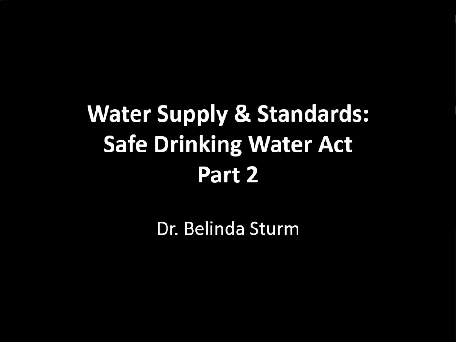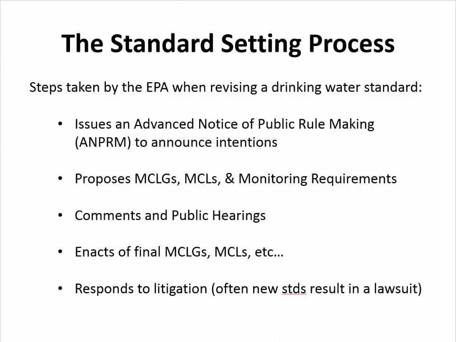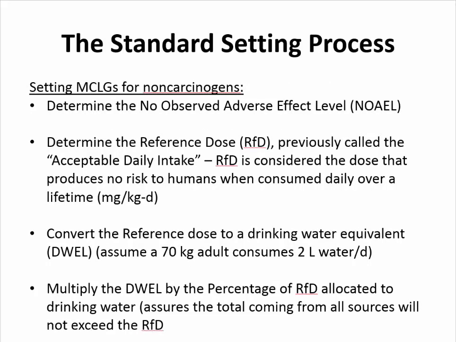This is a follow-up video to the Safe Drinking Water Act Part 1. In that video, we reviewed the 4 or 5 general steps that the EPA undertakes when setting a new regulation or numeric criteria. These are called maximum contaminant level goals and maximum contaminant levels. Here I'll go into a little bit more detail on how those MCLGs are set.